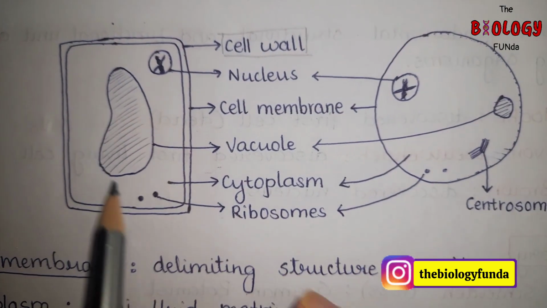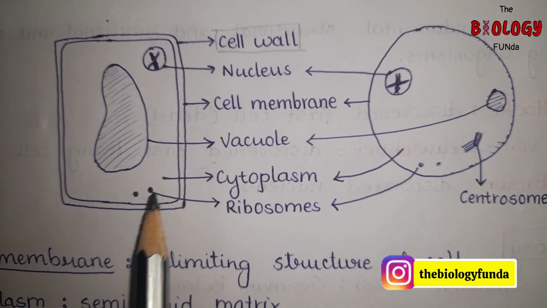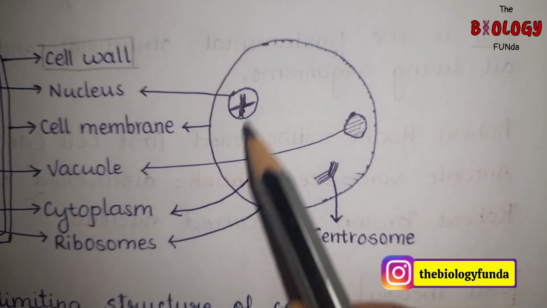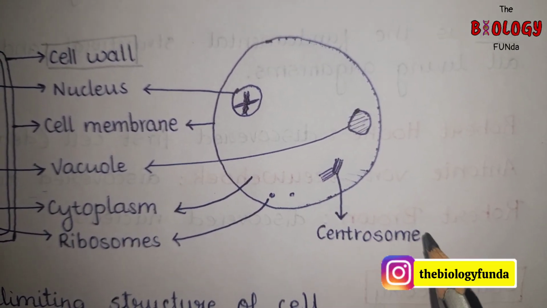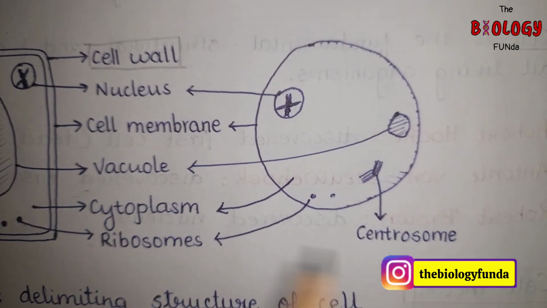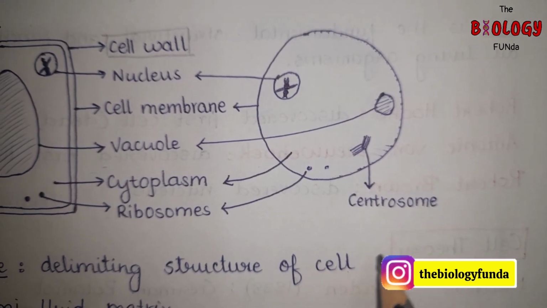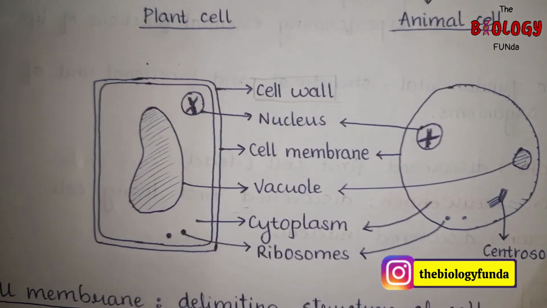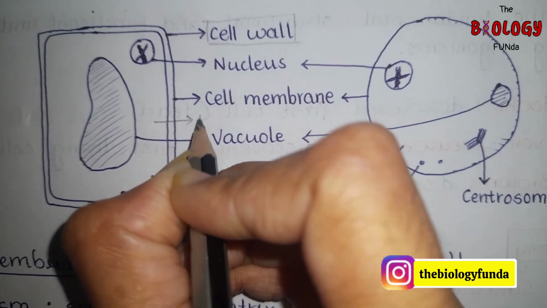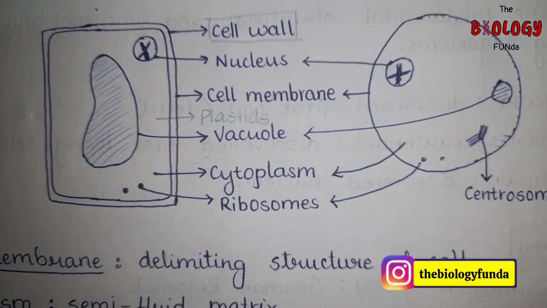This is the cytoplasm, which is a semi-fluid matrix. Ribosomes are present in both. There is another difference, that in animal cell you will find centrosome. Centrosome is absent in plant cell. This helps in cell division. It plays a very important role in cell division. While in plant cell you will find another organelle called plastids, which we will learn further.